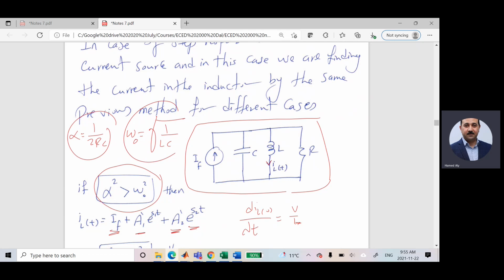If alpha is greater than omega, at that time IL(t) is equal to IF plus a constant times e to the power S1t plus another constant times e to the power S2t.